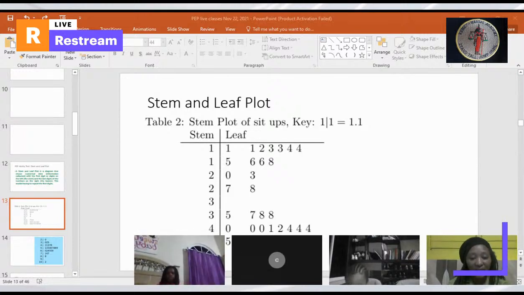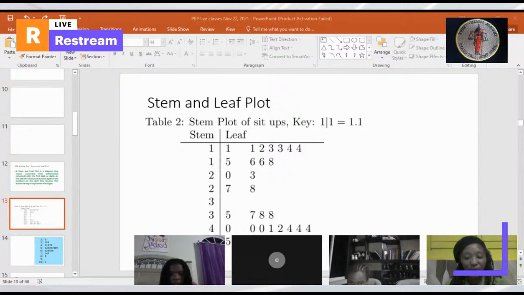So looking at that stem and leaf, the key, if you look at the key at the top right hand, it says wherever you see 1 | 1, it means 11. So that means we're to combine the stem with each of the leaves to get the actual numbers that they represent. So in the first row, where we have 1, we're combining the 1 with all the leaves. So to be 1 and 1, so that's 11.